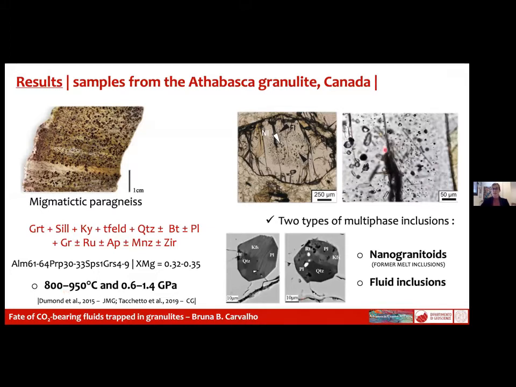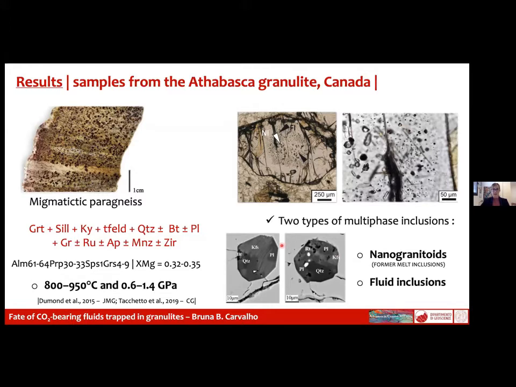And as you can see here on the right side, the garnet in these rocks contains abundant inclusions in its cores, and this is clearly a primary arrangement of inclusions, meaning that they were trapped during the crystallization of the garnet. And when we look more closely into those clusters, we see that these inclusions are not only solid minerals, but there are also 2 types of multiphase inclusions. Nanogranitoids, which are former melt inclusions. Here there are some examples.